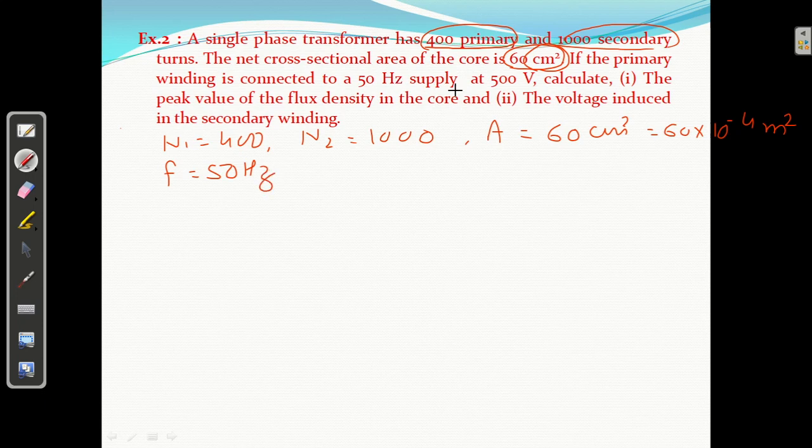The primary winding is connected to 50 hertz at 500 volt, so V1 is given as 500 volt. Calculate the peak value of flux density in the core and the voltage induced in the secondary winding. So V1 equals E1. Generally, we are assuming it is an ideal transformer. If nothing else is given, it is assumed.